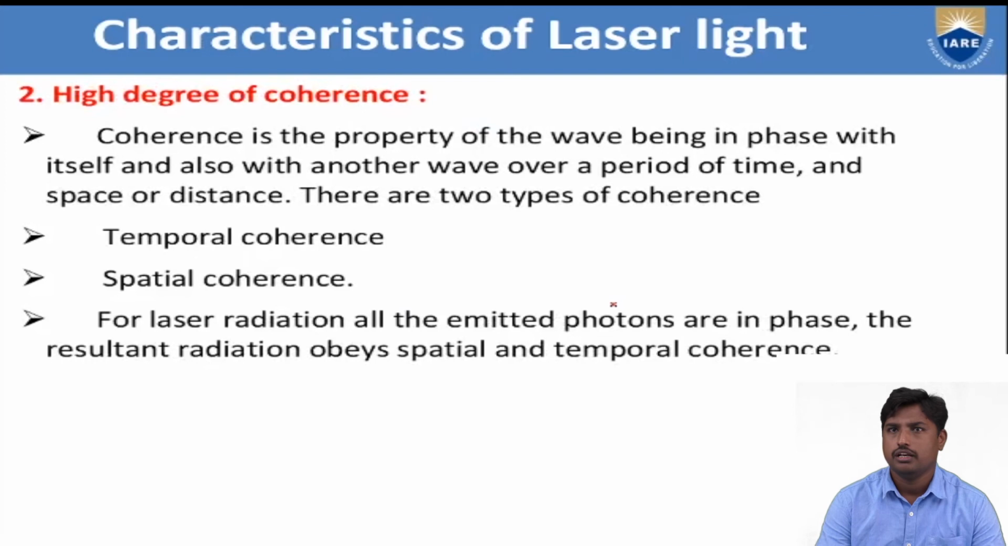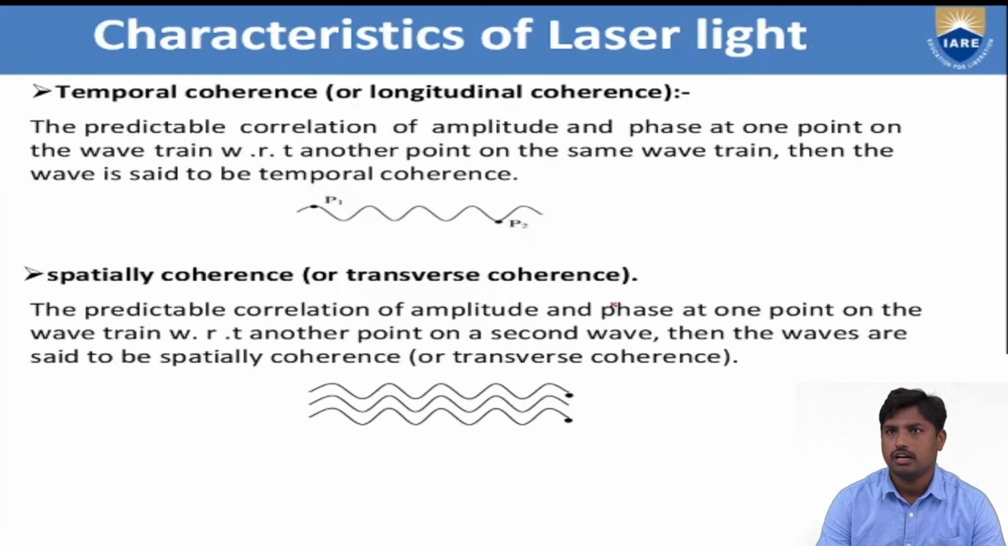Coming to temporal coherence, also called longitudinal coherence: it is the predictable correlation of amplitude and phase at one point on the wave train with respect to another point on the same wave. Taking two points P1 and P2 on the same wave train, if the amplitude and phase are the same, that is called temporal coherence.